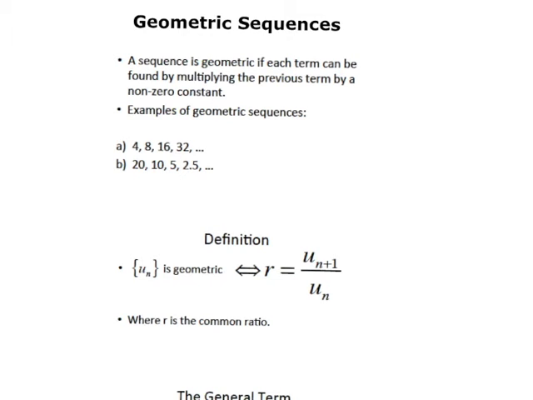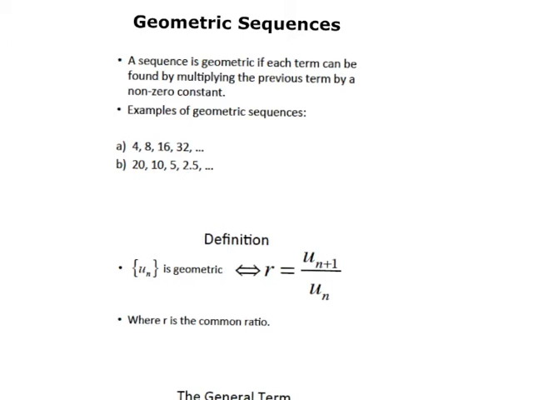Geometric sequences. A sequence is geometric if each term can be found by multiplying the previous term by a non-zero constant. We're multiplying now. Technically, we're also dividing, but if we were dividing by 2 each time, what is that equivalent to with multiplication? Timesing by a half. Yeah, exactly. So we try to focus on the multiplying as opposed to dividing. Is everyone okay? You'll see in a second.